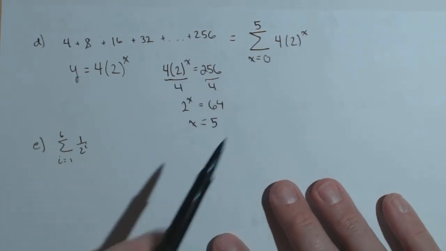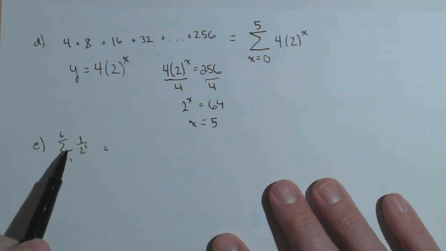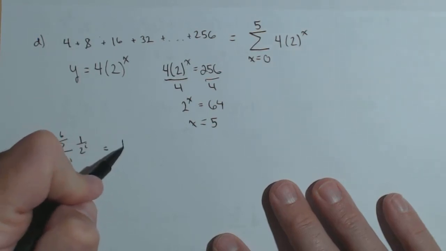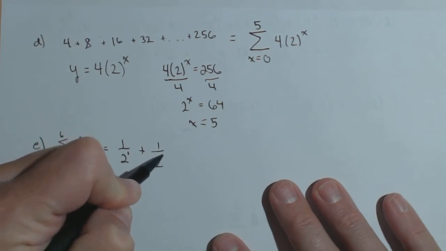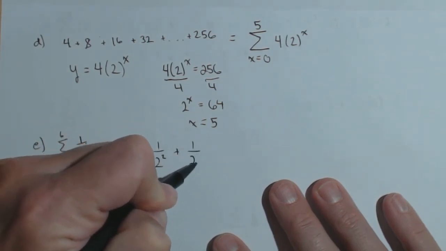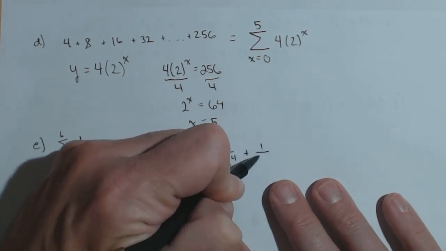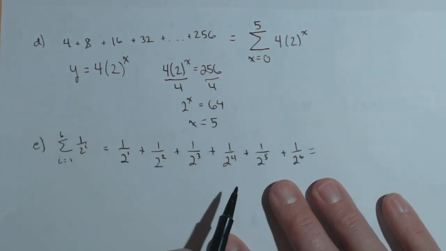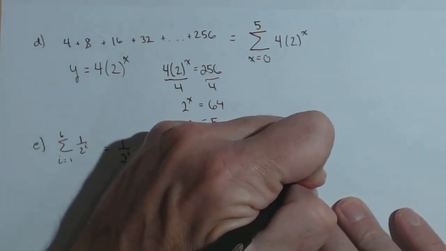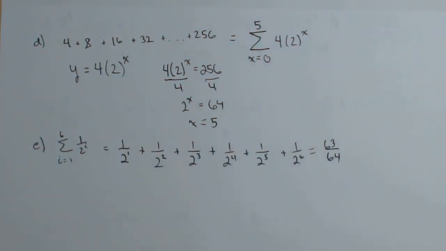Again, any letter here is fine as long as they match. Last one, we've got it in summation notation, we're going to write it in expanded form. So 1 over 2 to the first, i is starting at 1, and it's going to go up by 1 each time. And what we'll do at the end is we'll add all these terms up, and if you go ahead and do that, what you're going to find is you get 63 64ths. So this has just been a little bit of a demonstration on how to handle summation notation.